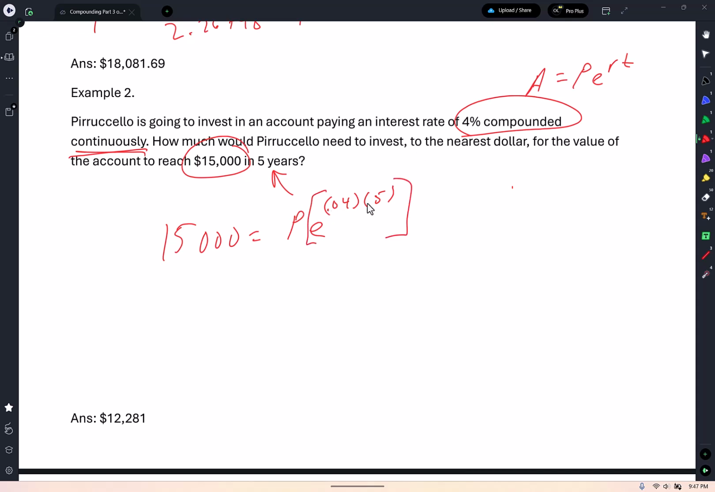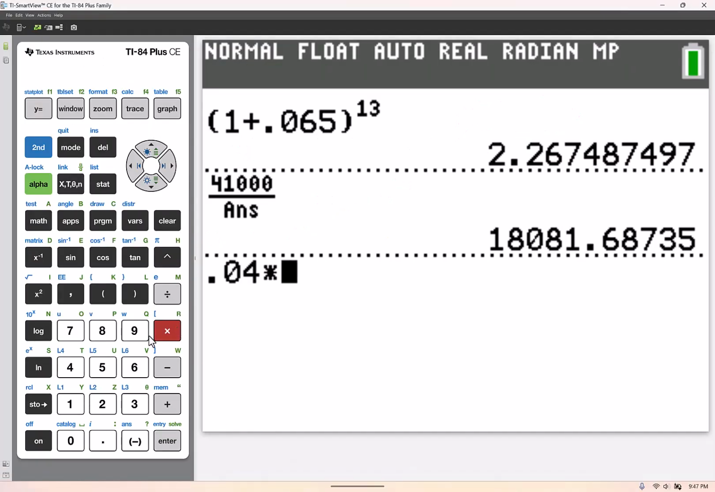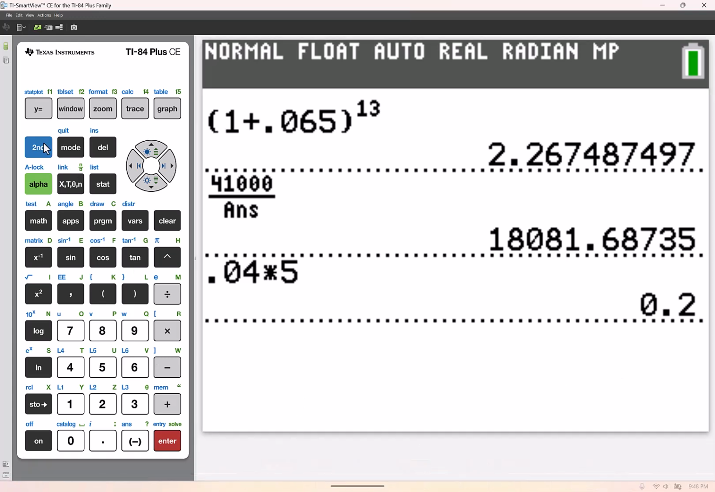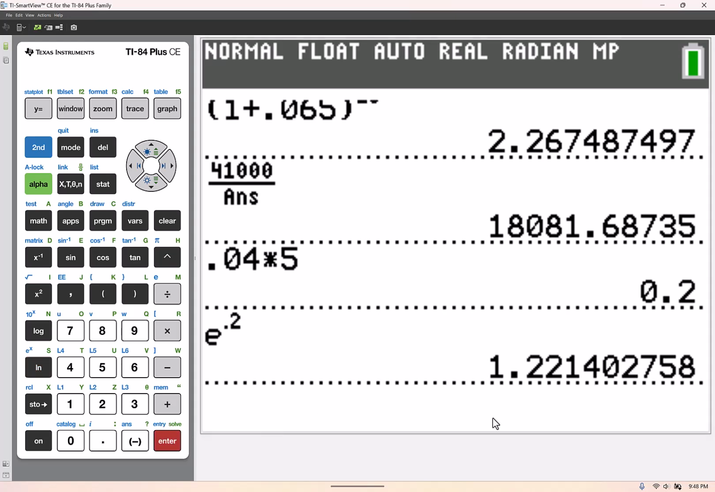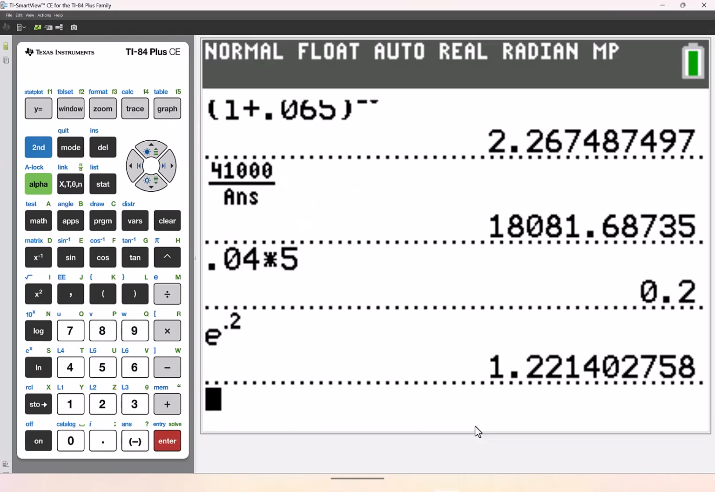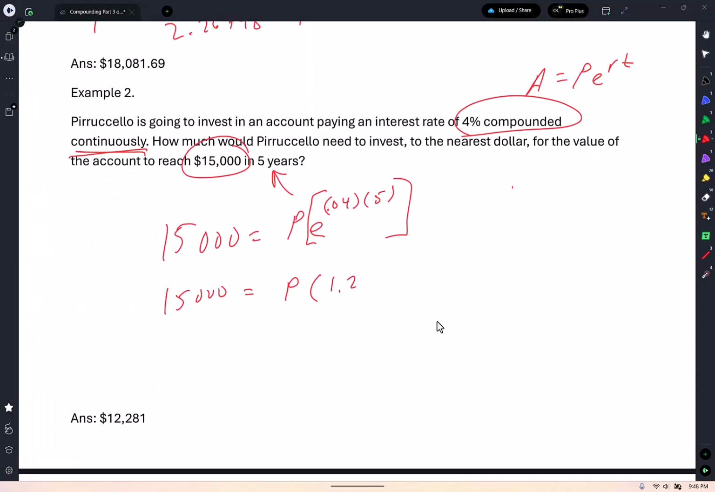So e to the 0.04 times 5. And I guess you can change it to 0.2, right? 0.04 times 5, that's your 0.2. So e raised to the 0.2. And there it is. So what we're going to do is, we got 15,000 equals P times 1.2214, 1.22140. And I'm going to divide by that.